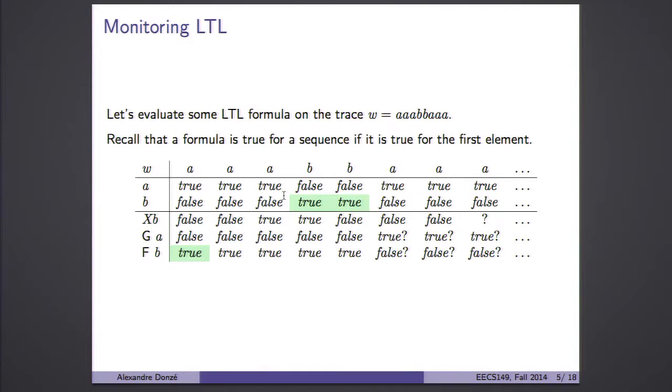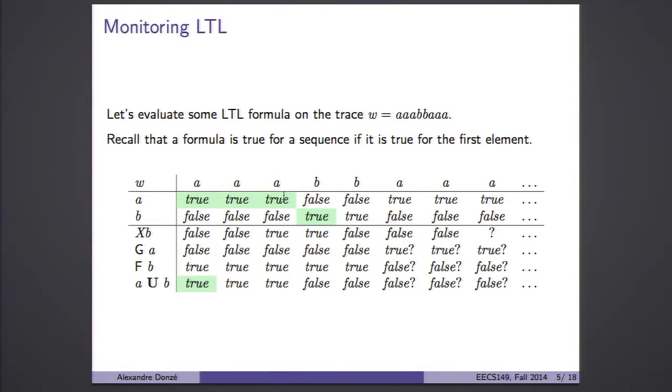Now eventually B, same thing, you look in the future, and if you see a true, then your formula is satisfied. And same thing for until B. So yeah, this is, briefly, how you would monitor an LTL formula over a discrete sequence of events. So please interrupt me if you have any question at any point.